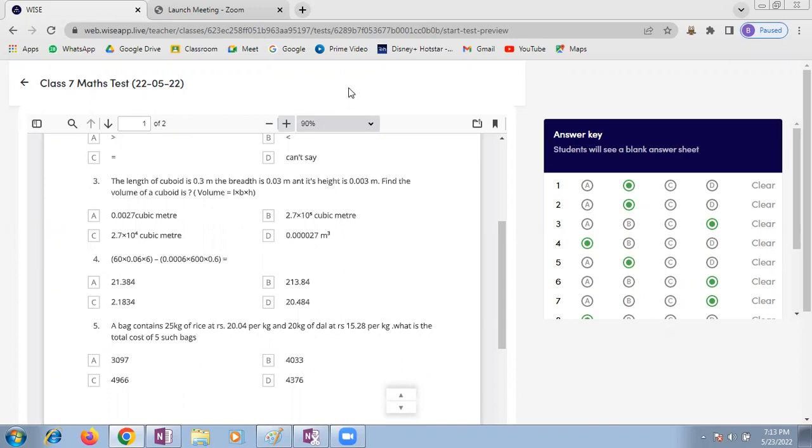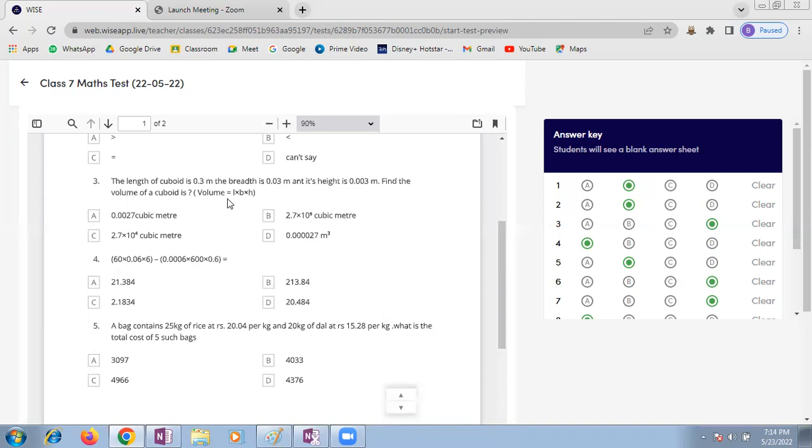Next, the length of a cuboid. The shape was a cuboid. Cuboid means there are three different dimensions: length, breadth, and height. Here length is given as 0.3 meters, breadth as 0.03 meters, and height as 0.003 meters. Find the volume of the cuboid. Here they gave a clue box also.